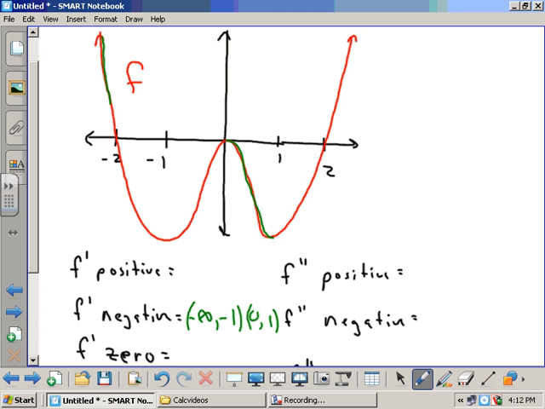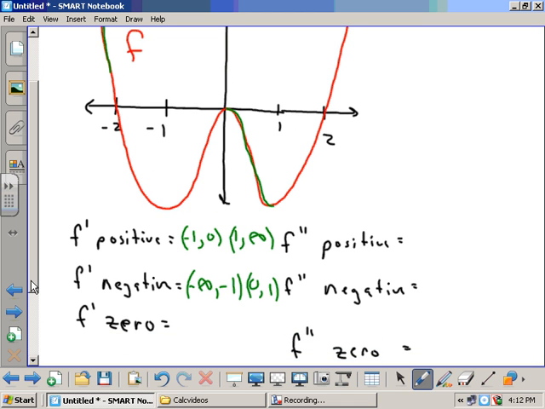When are we increasing? Going up from left to right, slopes of the tangents are positive. We're positive from negative 1 to 0. And then we're positive again from 1 to infinity. Where's f prime 0? In this type of graph, this would occur when the slopes of the tangent are horizontal. So this occurs at 3 different points: at x equals negative 1, at x equals 0, and at x equals positive 1.